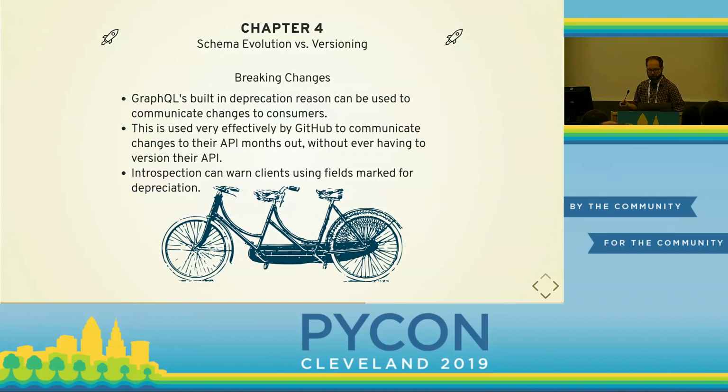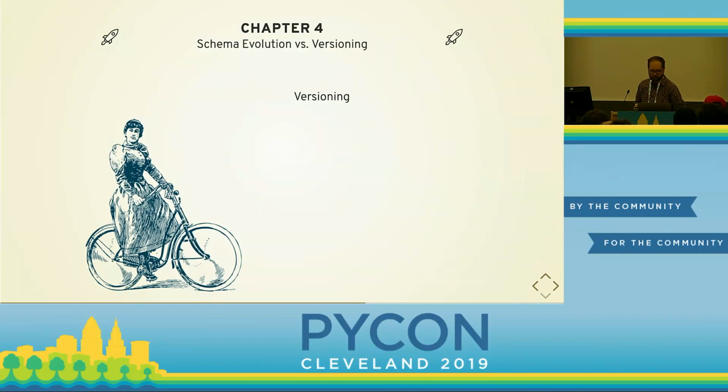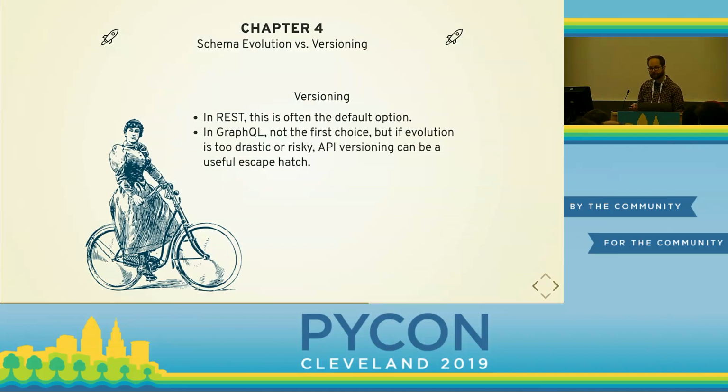Introspection can also warn clients about using fields that are marked for deprecation. So that can be helpful as well. In REST, versioning is often the default option, so we might add another endpoint that versions a particular schema of our API. In GraphQL, it's not the first choice, but it can still be done. It's still an option as a useful escape hatch if we really need to do some vicious refactoring.